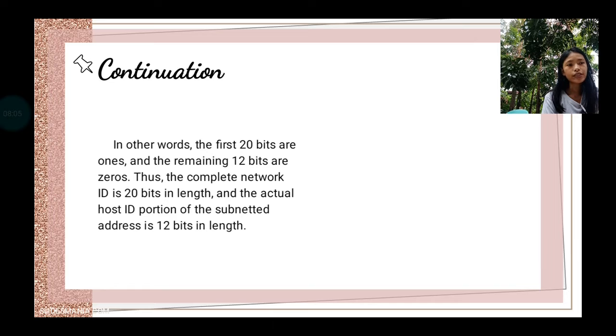So in other words, the first 20 bits are 1s and the remaining 12 bits are 0s. Thus, the complete network ID is 20 bits in length, and the actual host ID portion of the subnetted address is 12 bits in length. If we sum it up together, it would be 32 bits, which is our address.